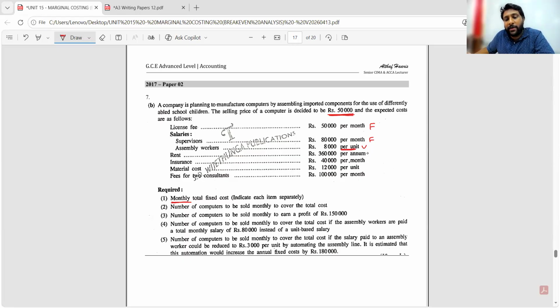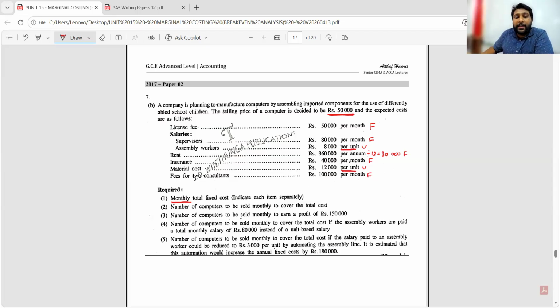Take the rent here, divide by 12 and write it here. How much is that? 30,000, no? 30,000. Insurance, tell me. Fixed. Material, per unit, variable. Consultant, fixed.